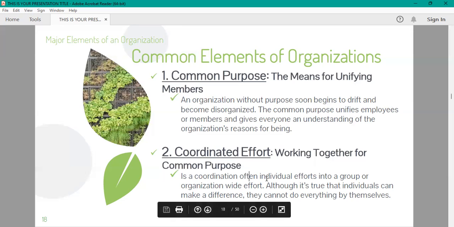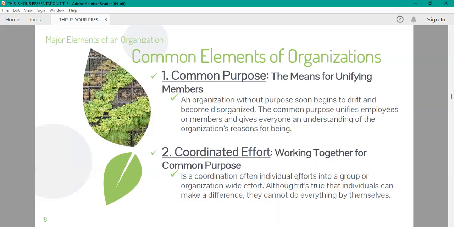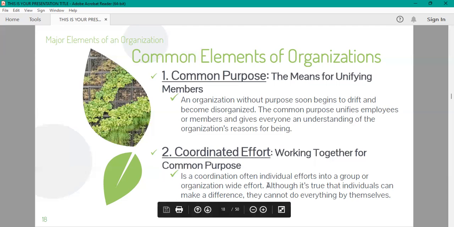So again, coordination is where individual efforts are combined into a whole group or organization-wide effort. Instead of working alone, you unite and share to reach that common goal. So you need to coordinate that effort to reach the goal itself. Although it's true that individuals can make a difference, they cannot do everything by themselves because no one is an island. So if possible, you need to work together with other people. Because you cannot do everything, okay?